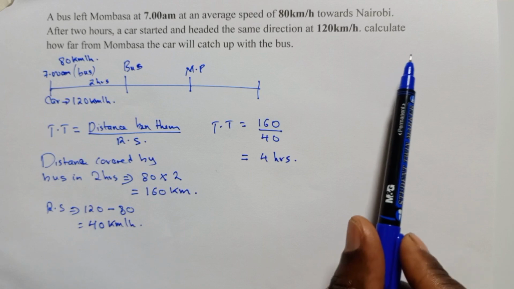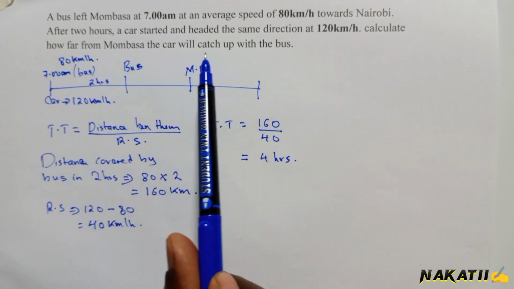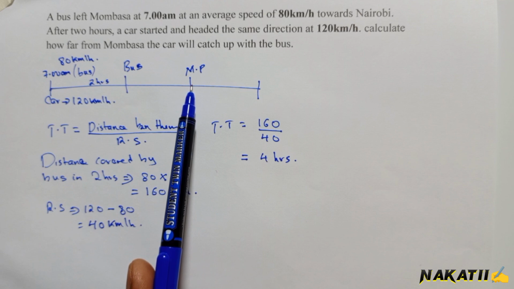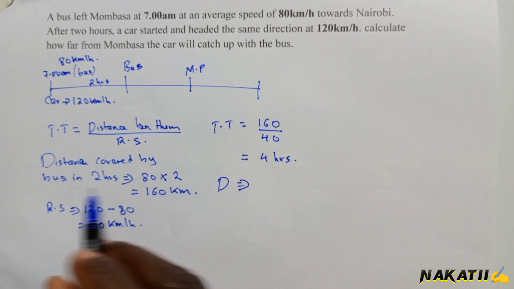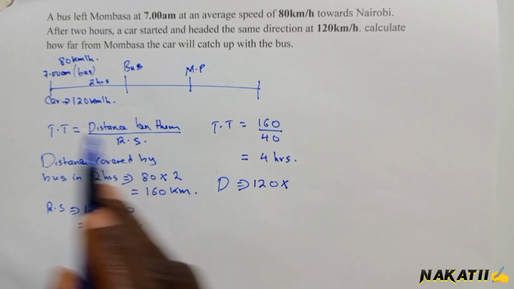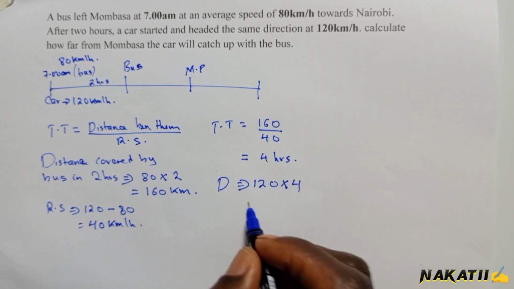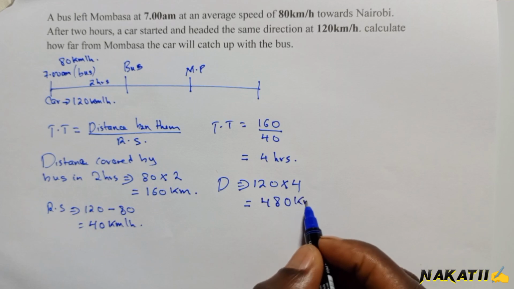Then the question is asking, calculate how far from Mombasa the car will catch up with the bus. We need to know the distance traveled by car from this point to this point. We're going to say distance will be the speed of the car, which is 120, times the time taken for it to meet up with the bus, which is 4 hours here. Therefore, this one will be 480 kilometers.